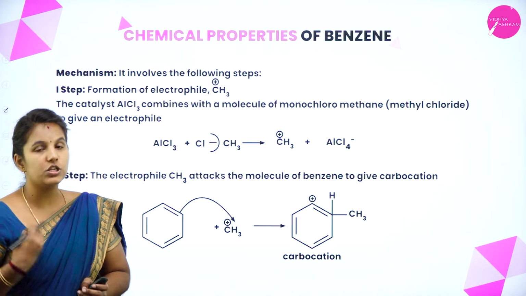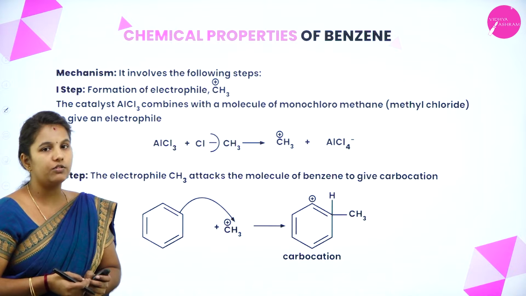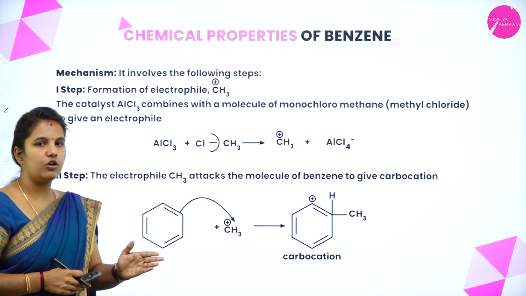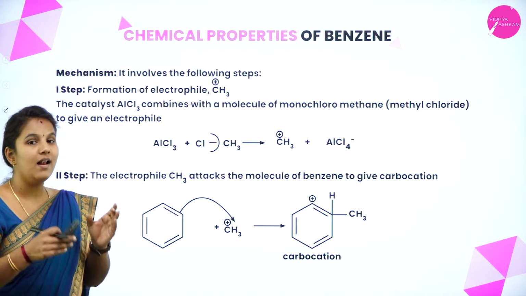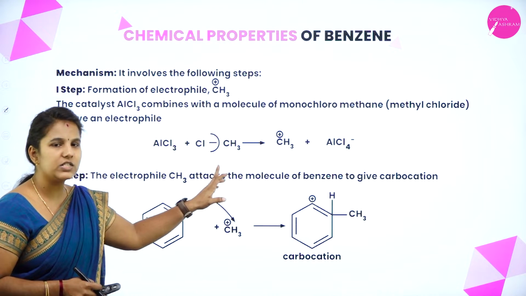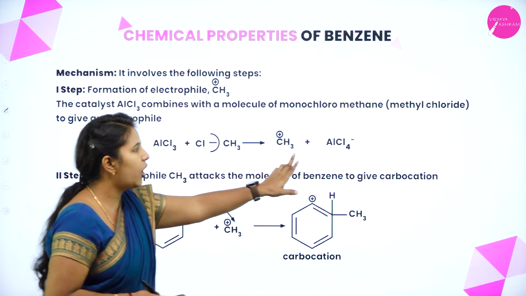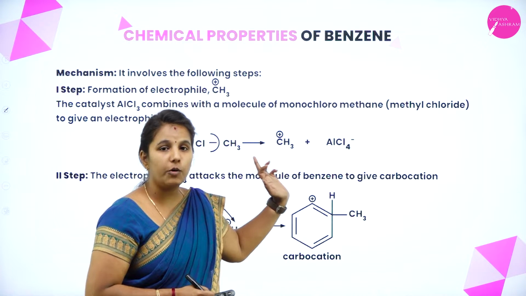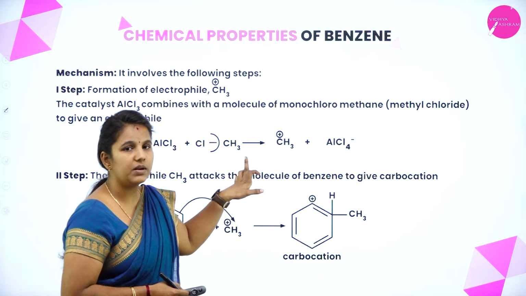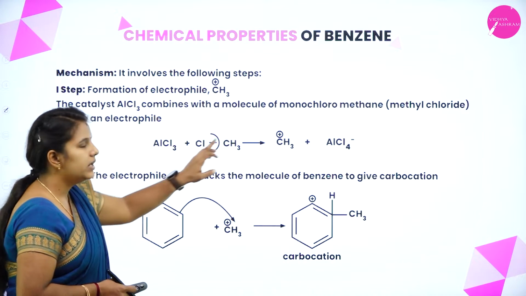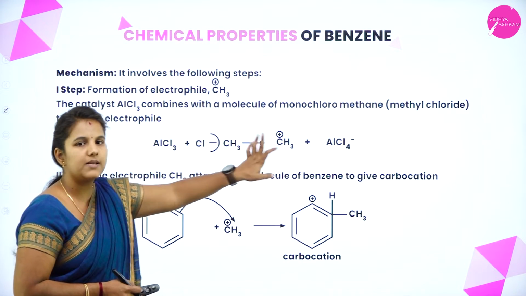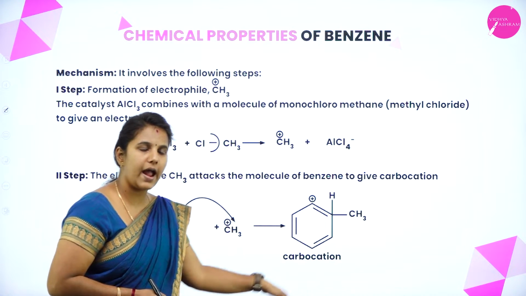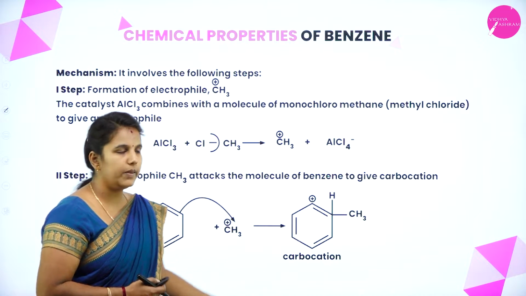For this reaction also you can write a mechanism so that you will understand how the reaction takes place. In the first step, we already know that there is formation of the electrophile, where our catalyst reacts with haloalkane to form an intermediate product with the electrophile. Here the electrophile is nothing but a CH3+ ion. In the second step, this CH3+ ion attaches to the benzene ring and forms what? A carbocation.